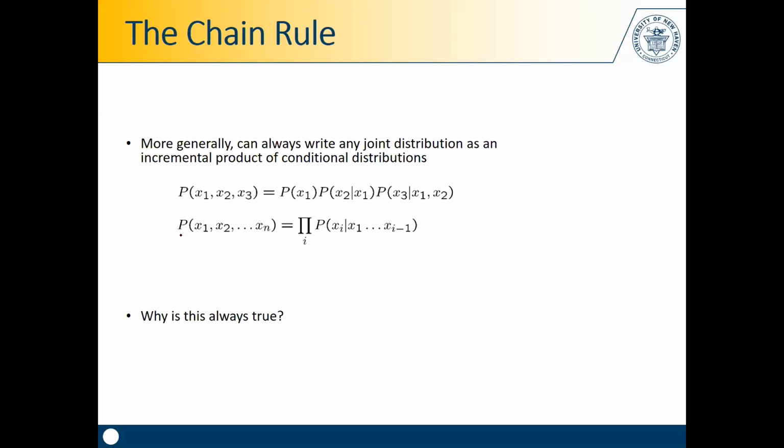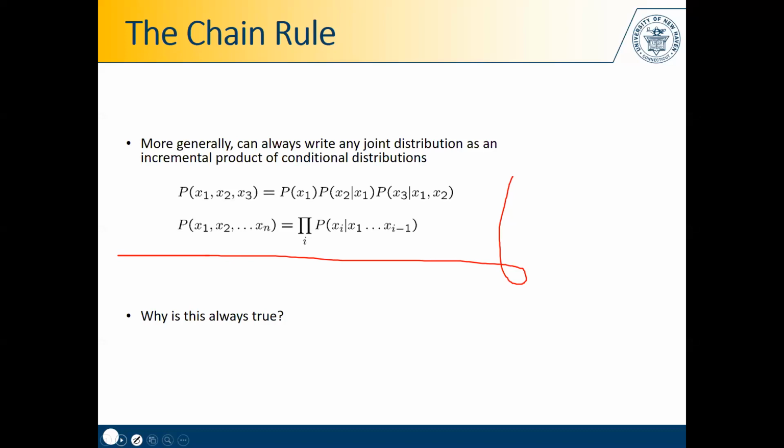In general, P of x1, x2 to xn is a multiplication over the index i of P of xi conditioned on x1 all the way to xi minus 1. This is very important, and as we'll see in the next lecture on Bayesian networks, it can help with many, many, many different real-world probabilistic reasoning problems.